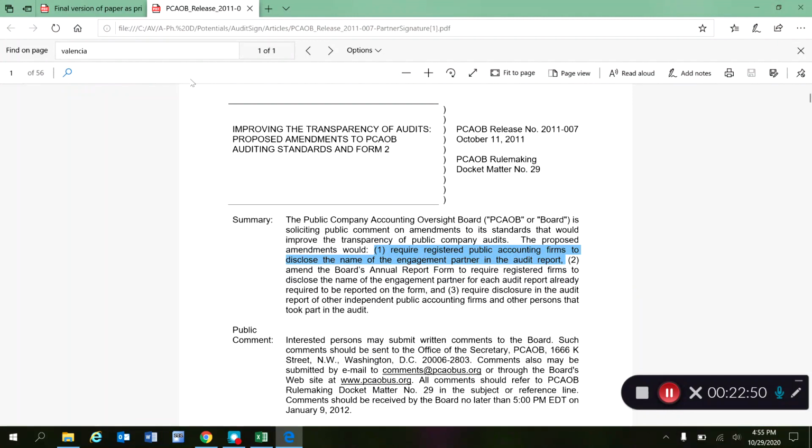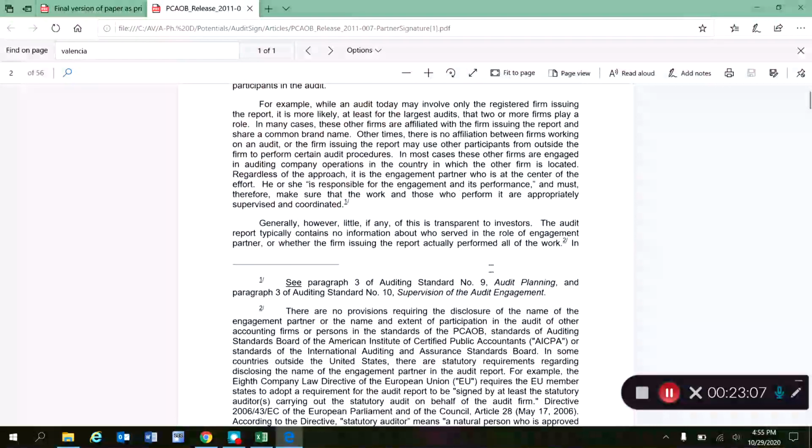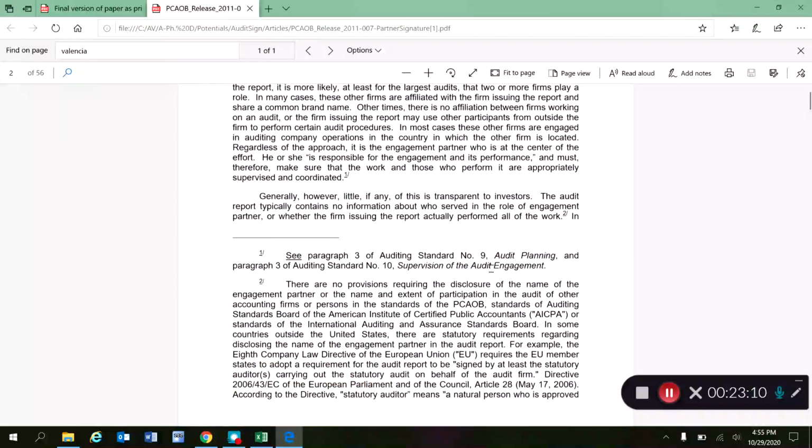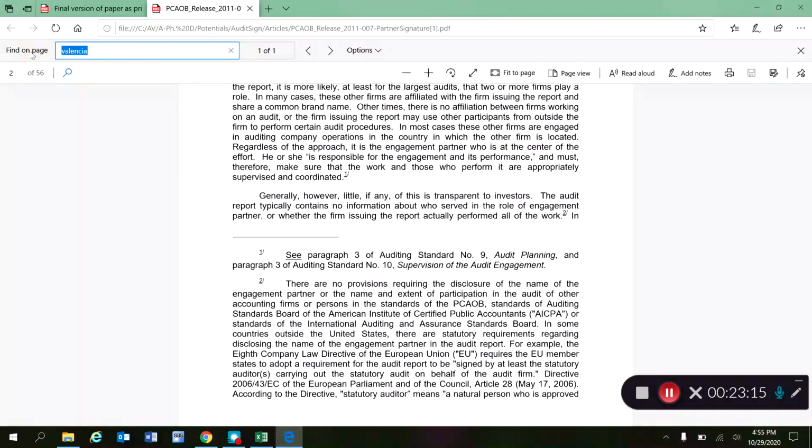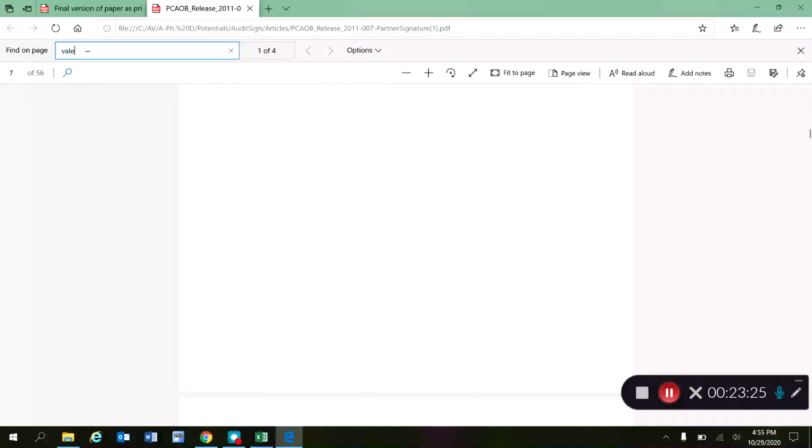The PCAOB looks at all these studies. Let me see if I can get it. How do you find it? For some reason the find feature is not working. I don't know why. Let me reset it, maybe that'll do it. Bear with me here. Oh, there we go.